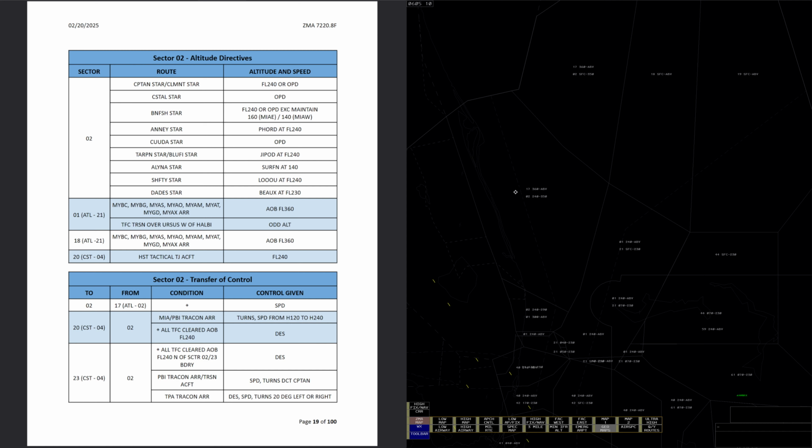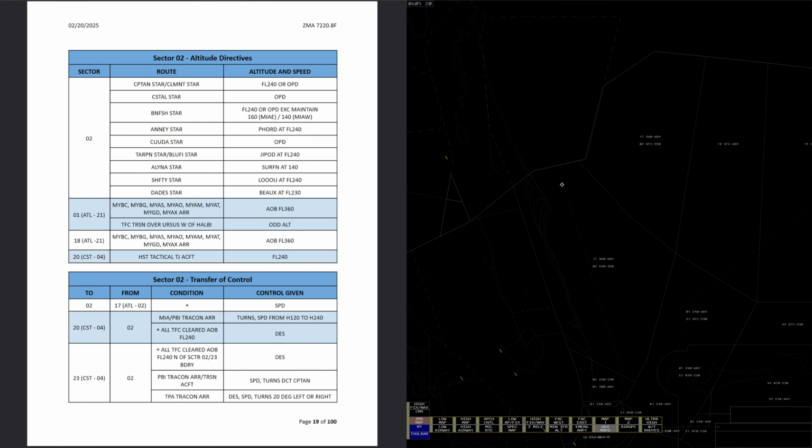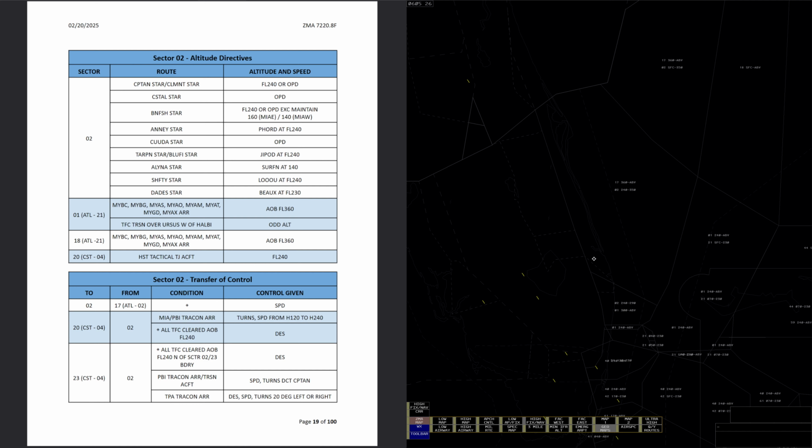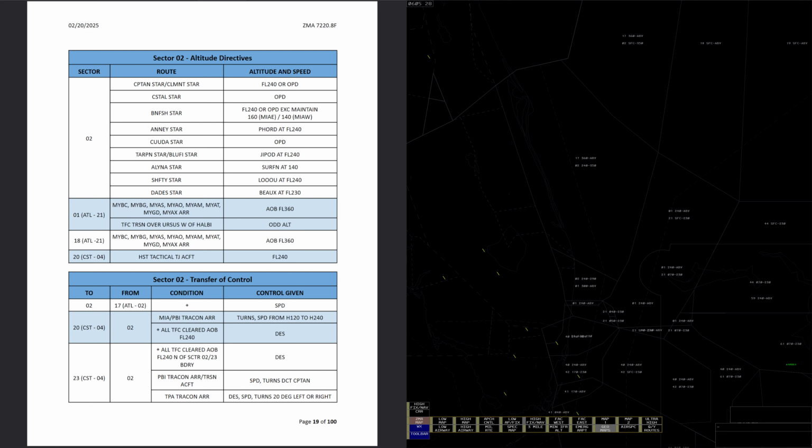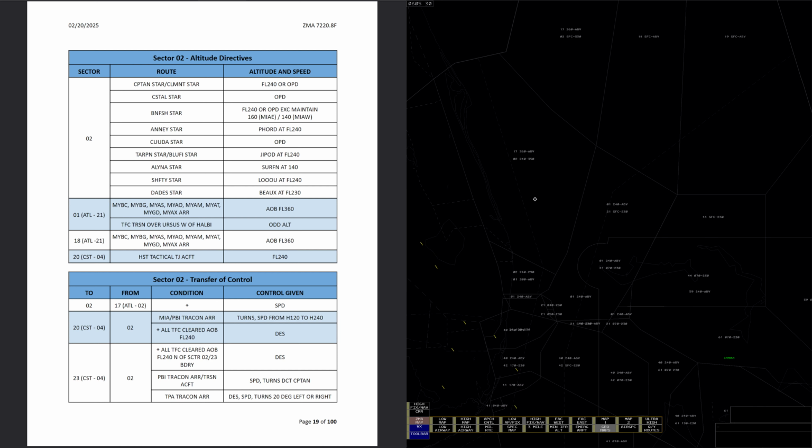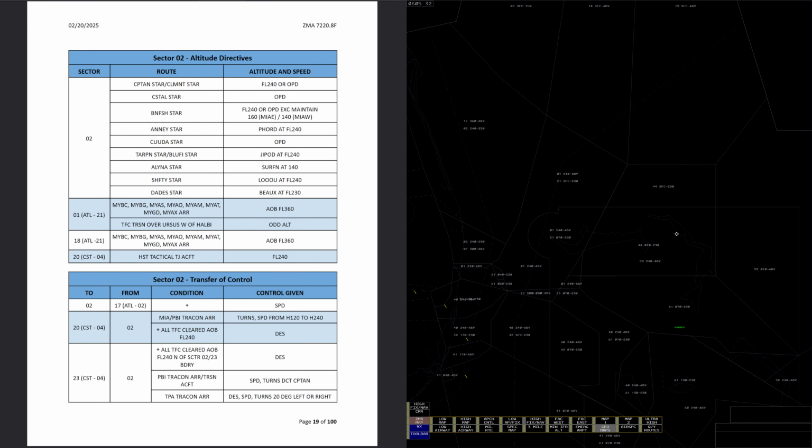In addition to the descents on most arrivals to the South Florida area, to Palm Beach Tracon and Miami Tracon, as well as arrivals to the Orlando Tracon via the Alina Star and Fort Myers Tracons via the Shifty Star, Sector 2 works initial descents to Nassau arrivals in the Abaco area, as well as Nassau terminal airspace arrivals.